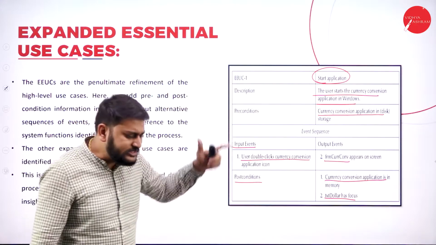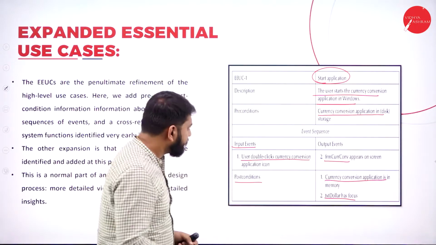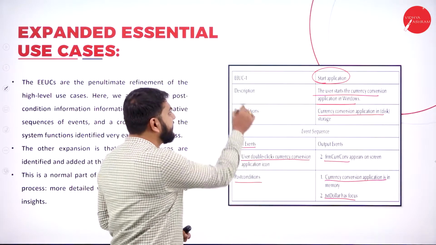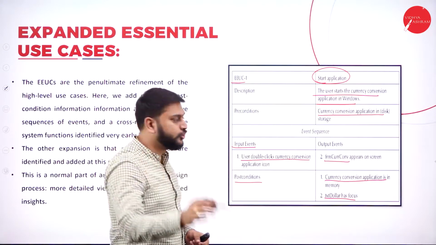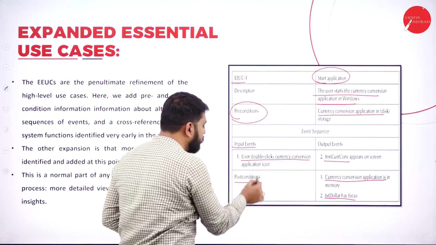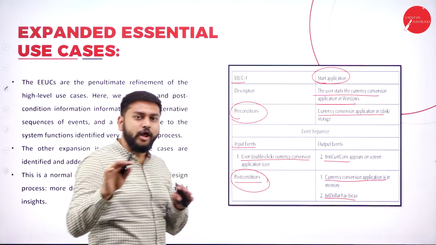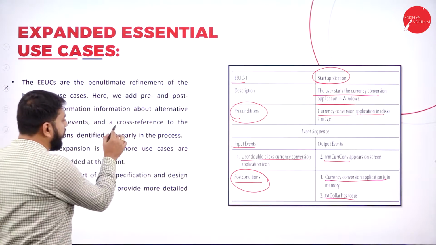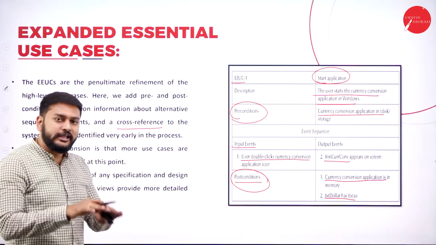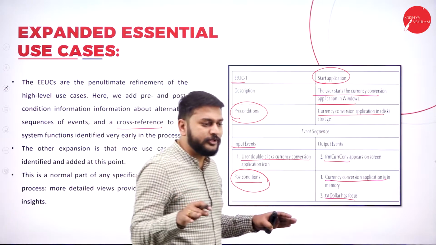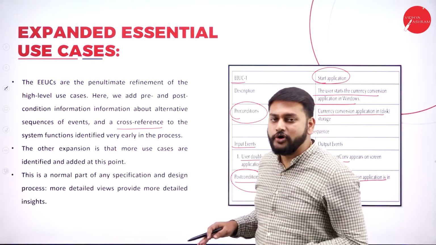So what do you need to observe here? If you come across the EEUC, guys, you will have the precondition and the post condition along with that. So you will be able to identify the cross reference in the early stage. That is one of the advantages you need to remember.